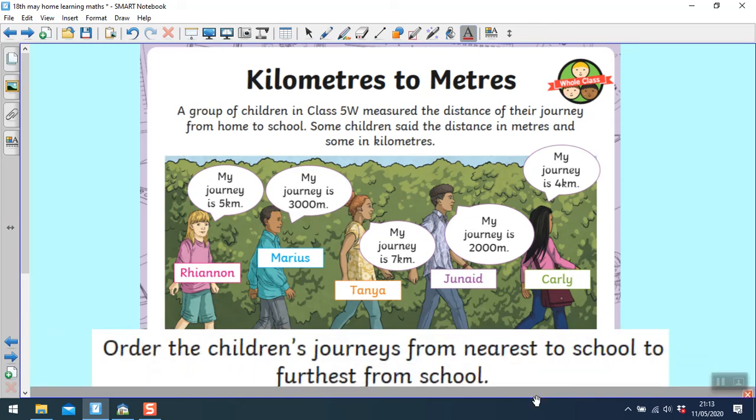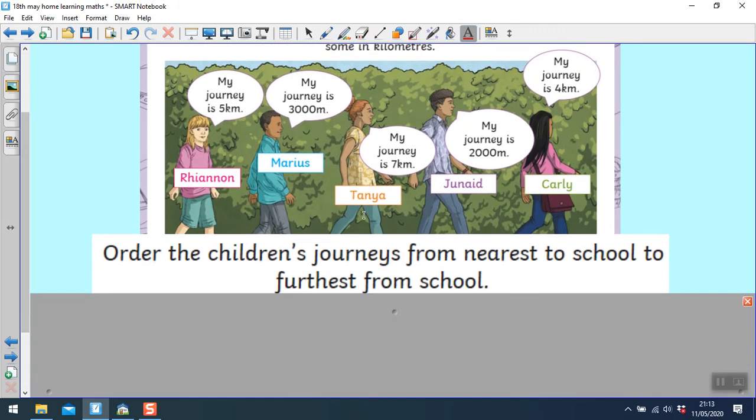Order the children's journeys from nearest to school to furthest from school. So the shortest distance to the longest distance. What do you have to do before you can order them? That's right, you've got to turn them all into the same unit of measurement. So let's turn them all into metres. And then order them from shortest distance to longest distance. Pause the video while you do this.